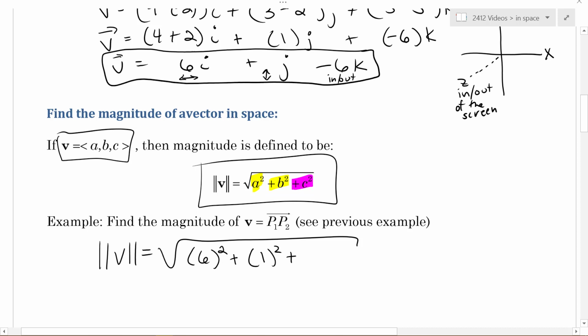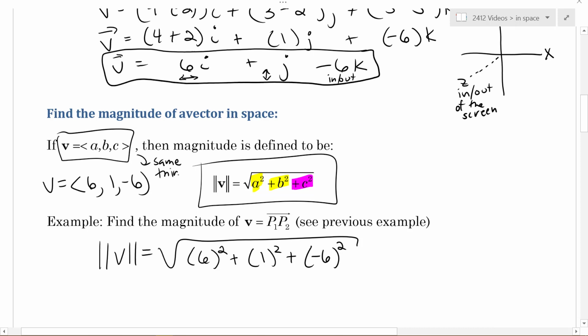And now we're also going to square the last component, so the number in front of k. Put that in parentheses, and then we're going to square that one as well. Now remember, this vector could be written not only using that component form with the i, j, k, but also with the angle brackets. So we could also write this vector as <6, 1, -6>. Remember, these two things are the same thing.